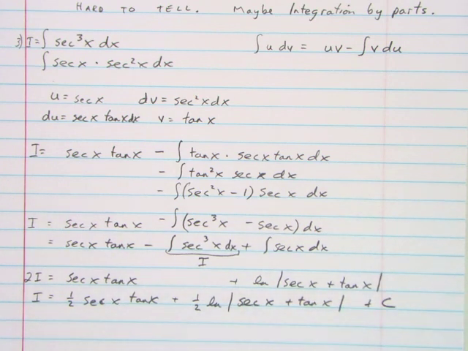And that is it. Remember, if you get cosecant and cotangent, it's the same basic thing. Instead of doing the substitution for tan squared, you would do it for cotangent squared, and instead of for secant squared, you would do it for cosecant squared. And that's it for trig products involving tangent and secant.